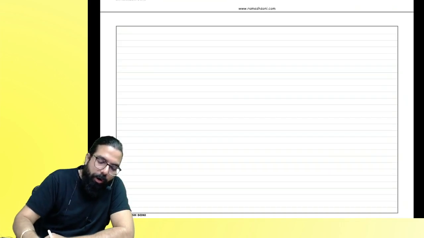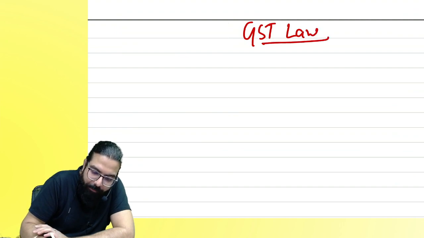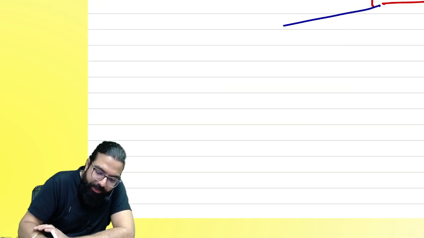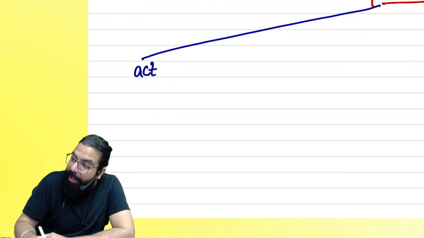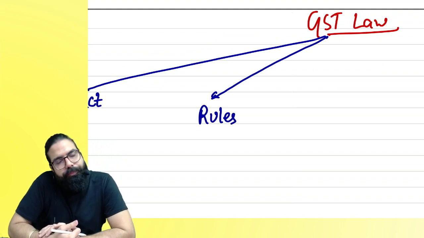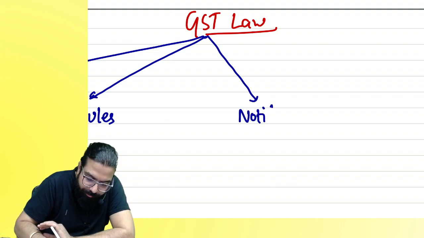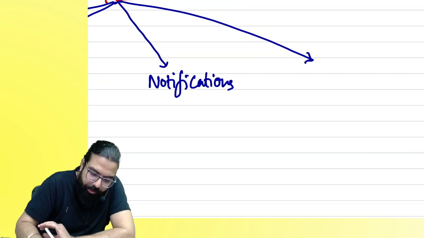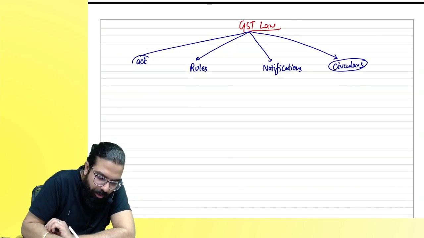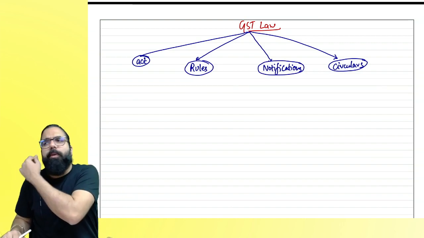Now, when I go ahead and talk about GST law, the law of GST, there are a lot of things which I'll talk about. In GST law, one is an act, the GST Act. Another thing is GST rules. The third thing over here is notifications. And the last one over here is circulars. There are 4 things which I will be talking about: GST Act, GST rules, notifications, and circulars. What is the difference between all the 4?